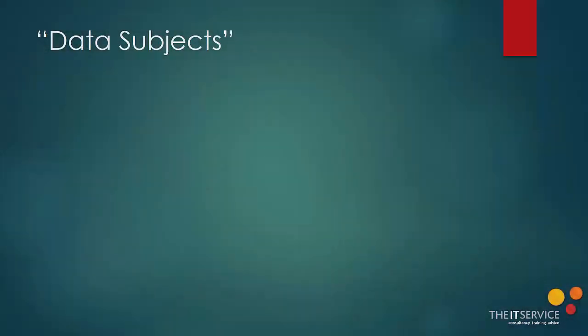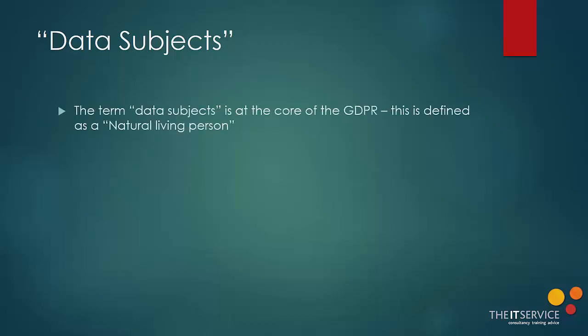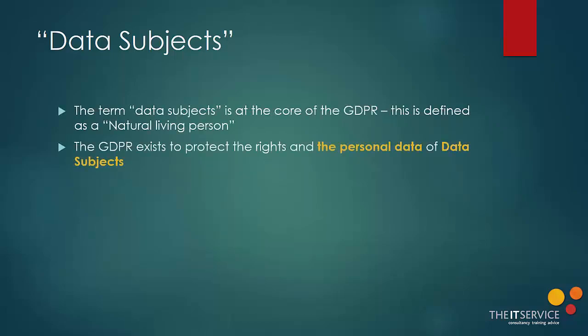Let's consider a couple of key definitions within the GDPR. If you want more information or definitions of more terms within the GDPR, these can be found within Article 4 of the regulation. Firstly, the GDPR is all about data subjects. It exists to protect the rights and freedoms of the data subject. And a data subject is simply defined as a natural living person.